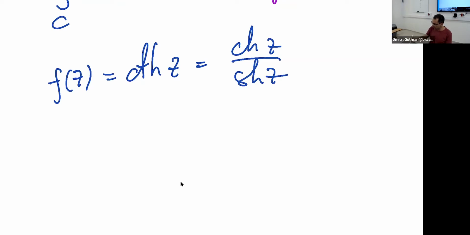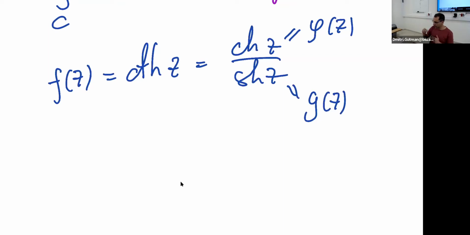Once again, these are two analytic functions, phi of z and g of z. So the poles of the function f are zeros of the function g of z.